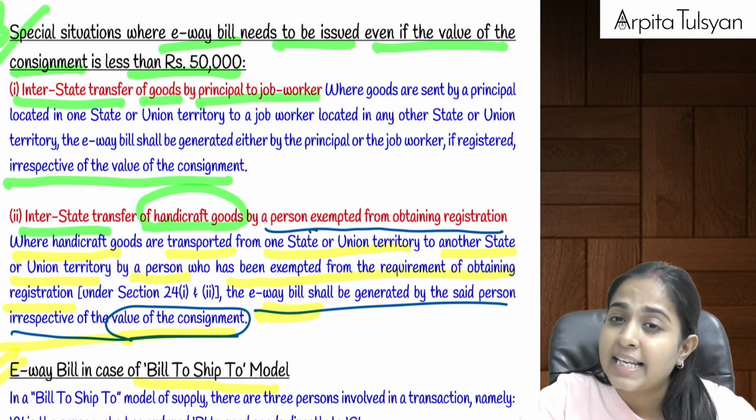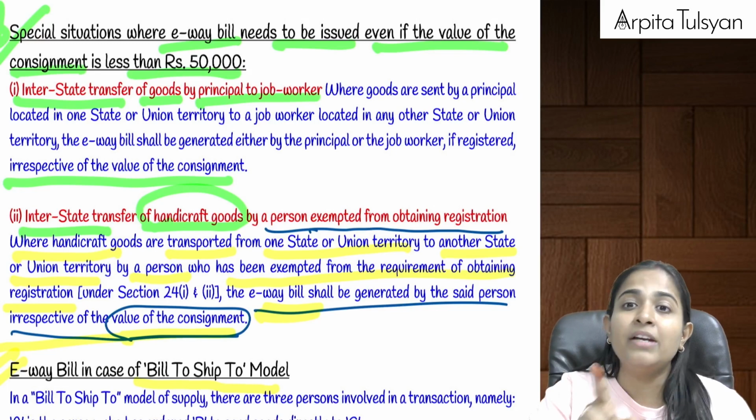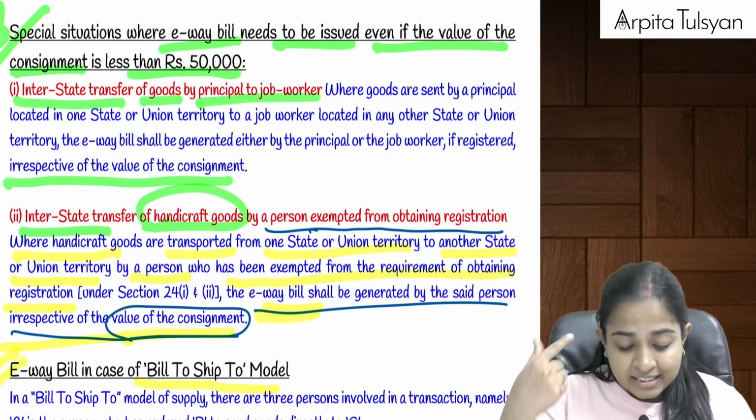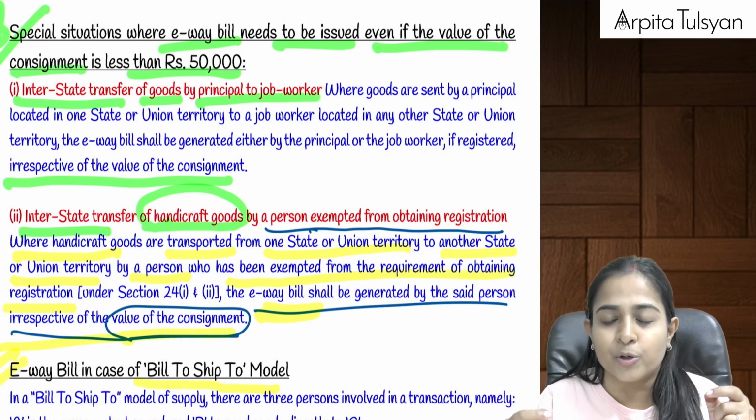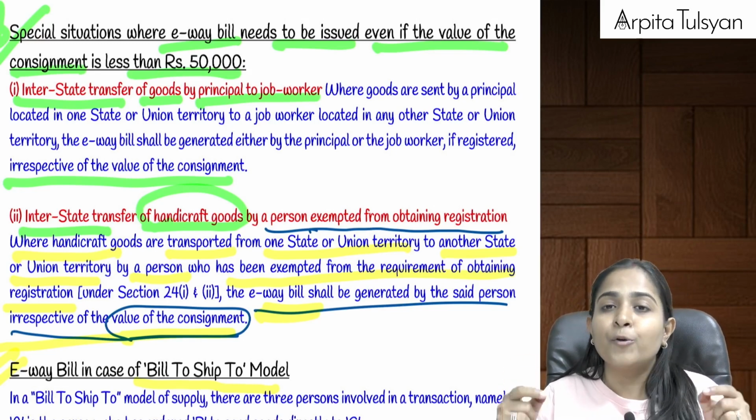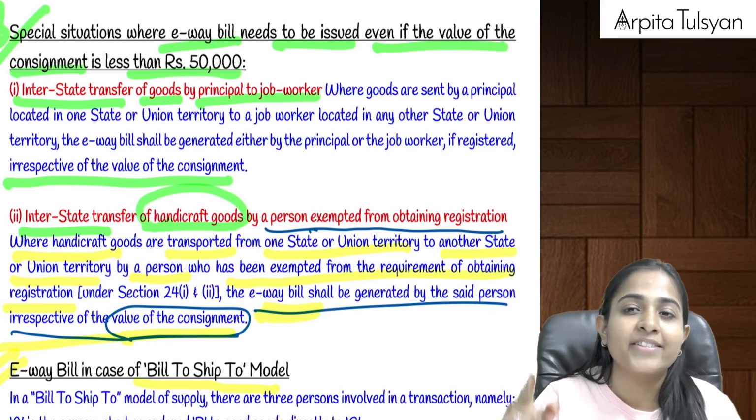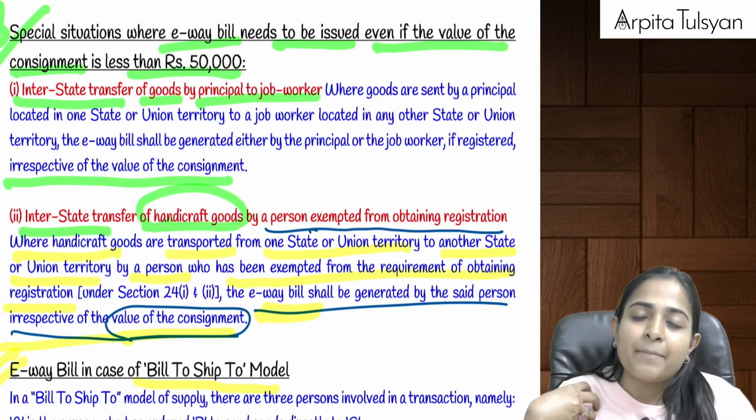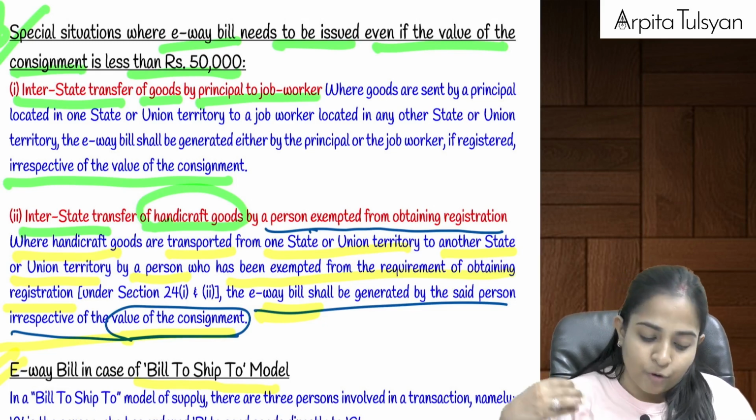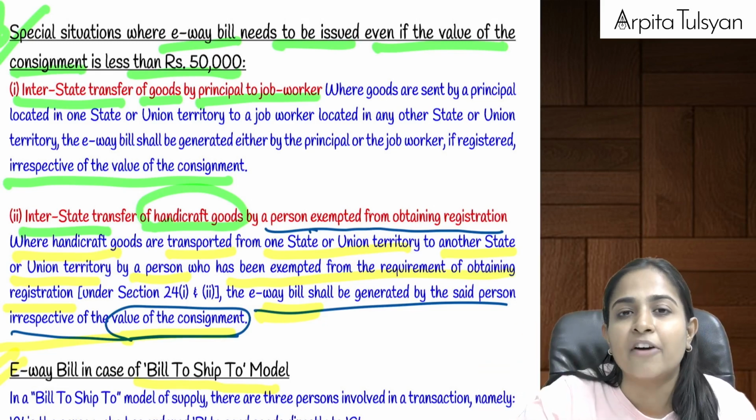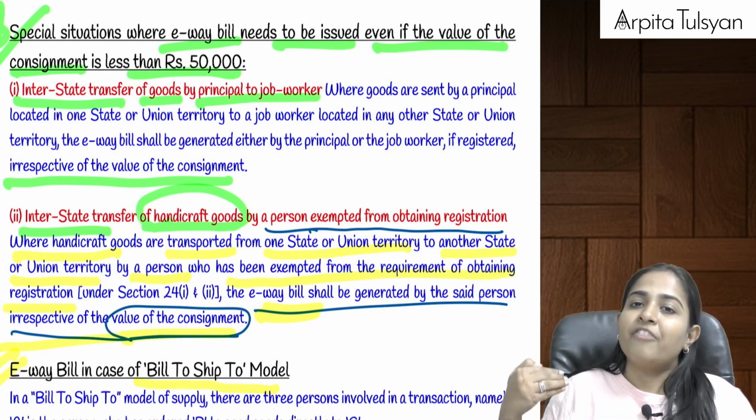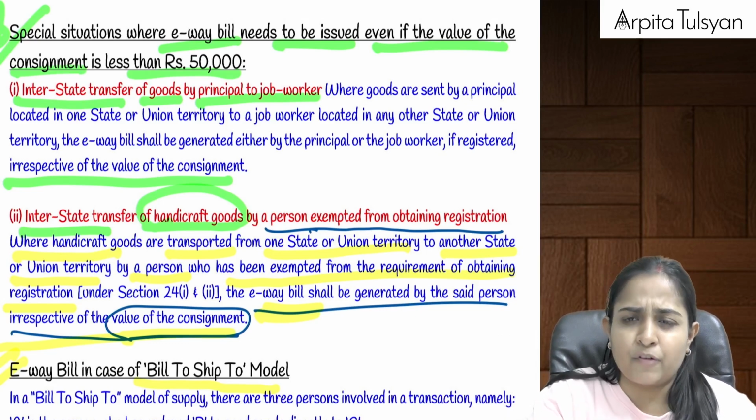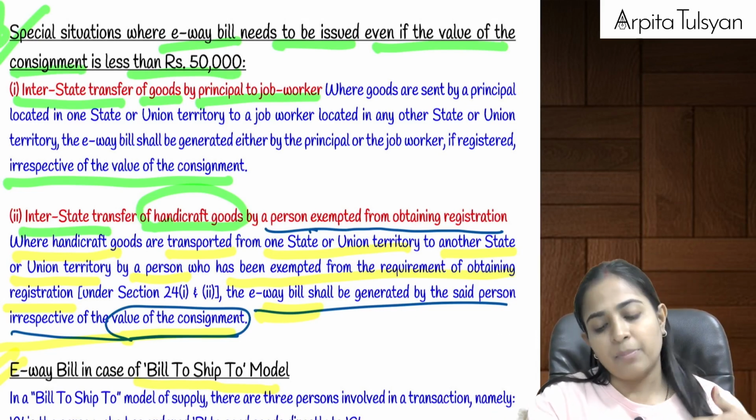Okay, even if it is less than 50,000, e-way bill is mandatory, but only if it is interstate. And one more exception, whenever there is interstate transfer of handicraft goods by any such person who is exempted from obtaining registration under section 24. If that person is transferring handicraft goods from one state to another state, only interstate, then irrespective of the value of such handicraft goods, e-way bill is mandatory.